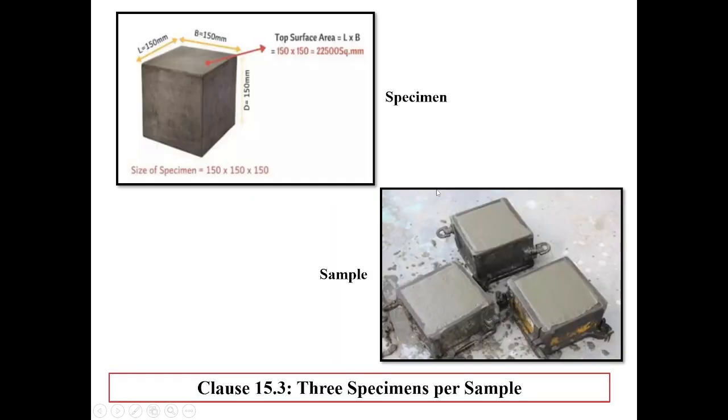Going next, now again clause 15.3 of IS 456-2000 says that one sample should at least contain 3 specimens. So each cube here is called as a specimen, whereas combination of 3 cubes it's called as a sample. So the cube is of dimensions 150 mm by 150 mm by 150 mm as shown here. They can be of dimensions 100 by 100 by 100 also. It is permitted by IS code, but most of the times we use 150 by 150 by 150.